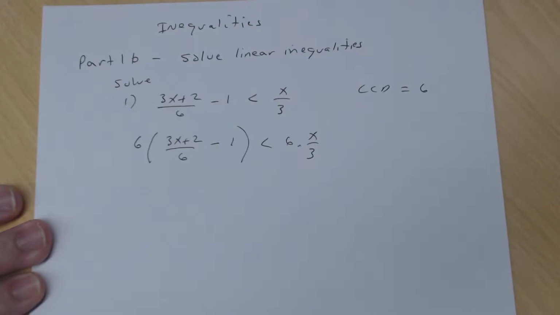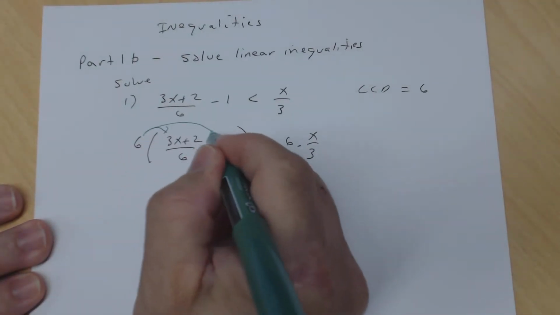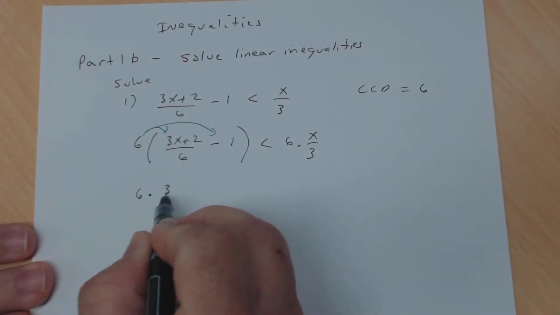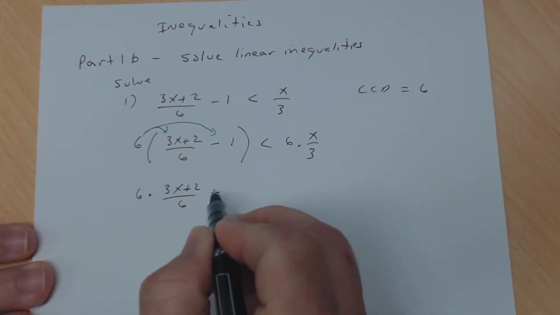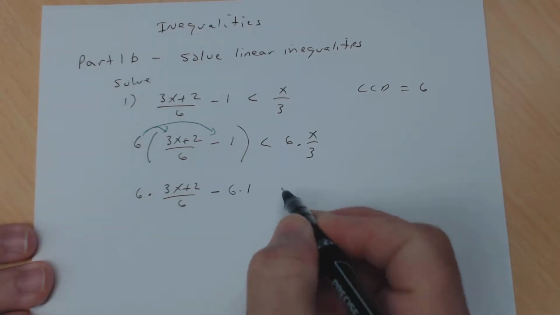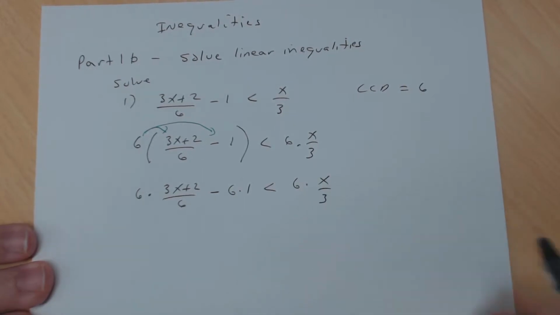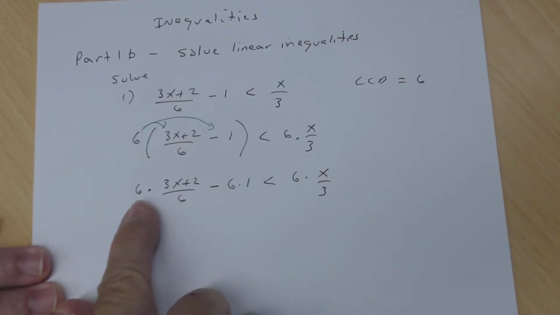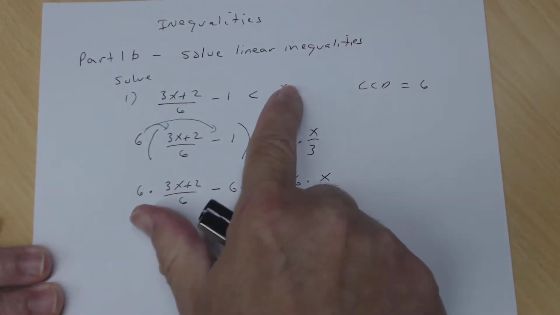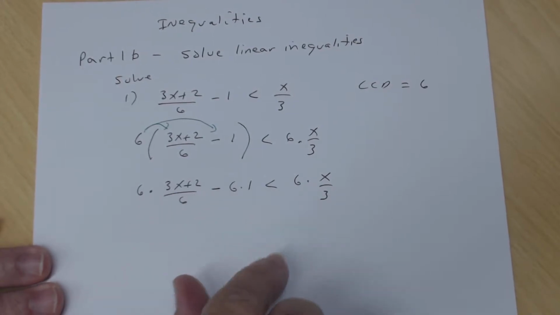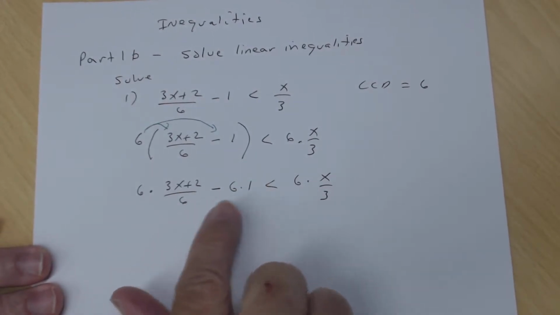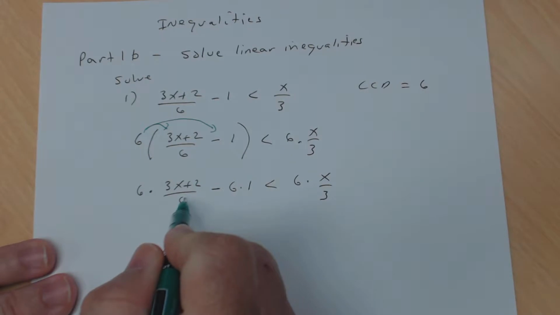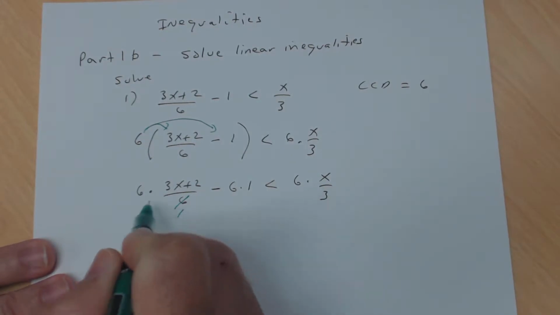All right, so the next step is to distribute the 6. And so you're going to have 6 times this fraction. So you're going to say 6 times (3x + 2)/6 minus 6 times 1 is less than 6 times x/3. So all I did was I multiplied every term by 6. So notice this is multiplied by 6, this is multiplied by 6, and this is multiplied by 6. So every term has to be multiplied by 6. If multiplied by the LCD, those denominators right here will become 1s. And so you'll say 6 into 6 is 1, 6 into 6 is 1.